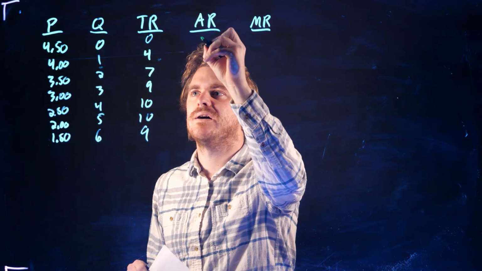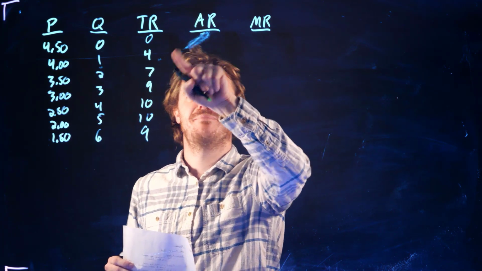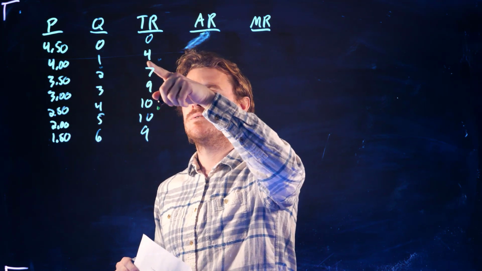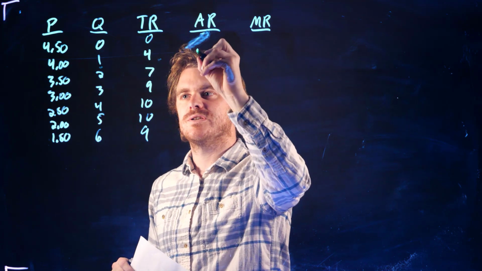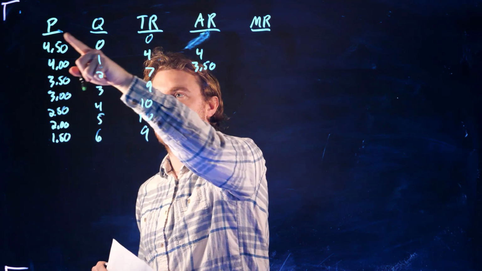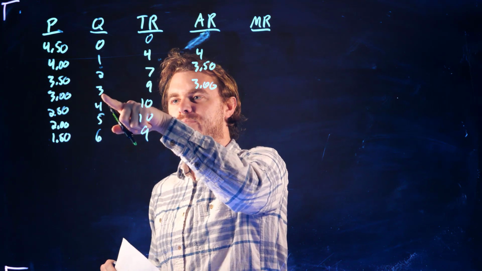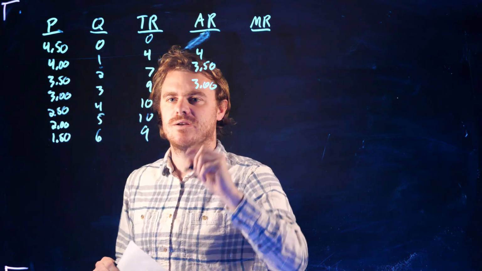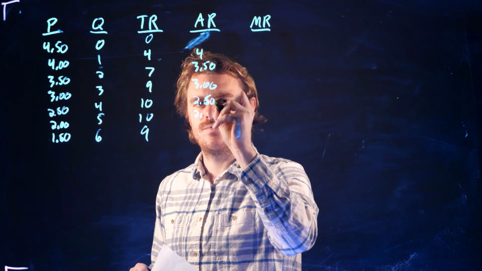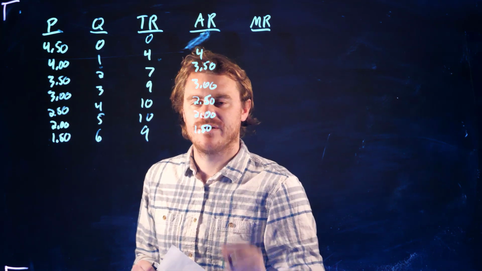So average revenue, well, total revenue divided by 0, I mean, can't really say anything about that. Undefined. So let's think about the average revenue, which is the total revenue divided by Q, is $4, then $3.50. So look, the average revenue is the same as the price, right? So that's something we're seeing here. If we take the total revenue divided by the quantity, we get the average revenue, and that's going to be equal to the price. $2.50, $2 and $1.50.